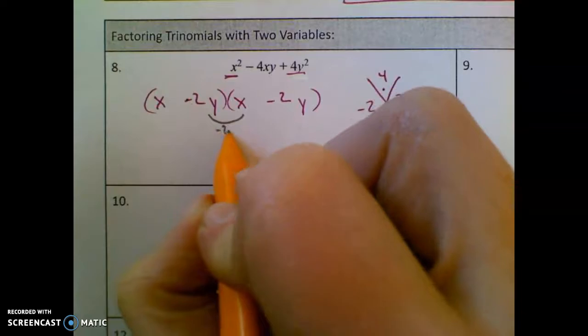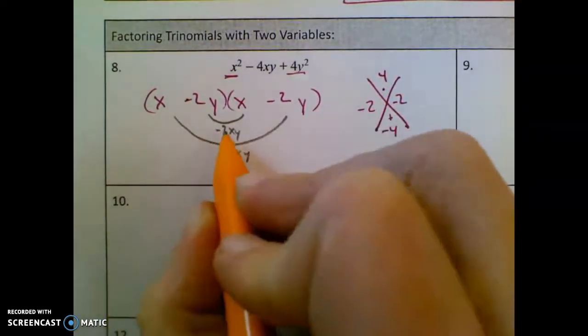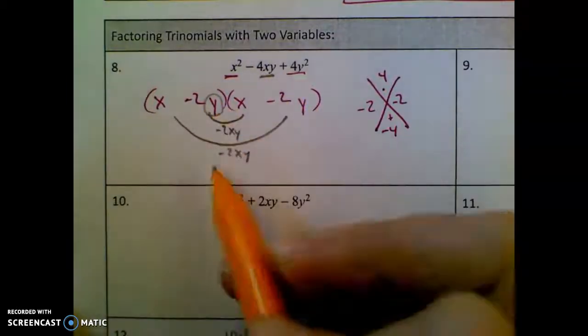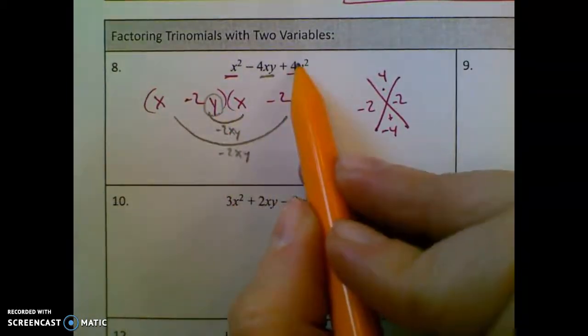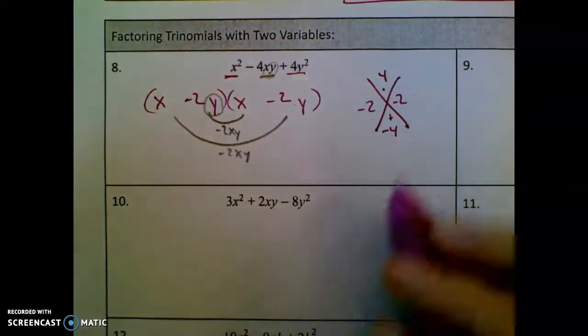-2y times x is -2xy. Outer product is also a -2xy. Those give you a -4xy. By adding that y on there, you've now got your y squared and you've added a y into that middle term. Also, we didn't do it this way just because I wanted to show you the process.